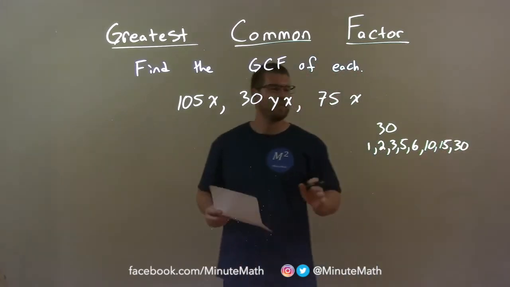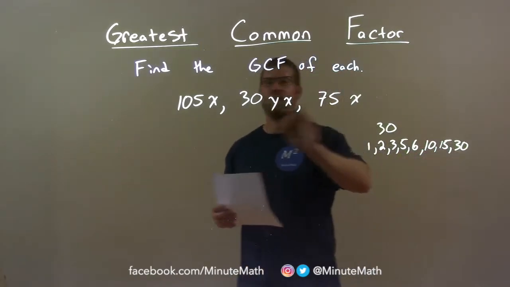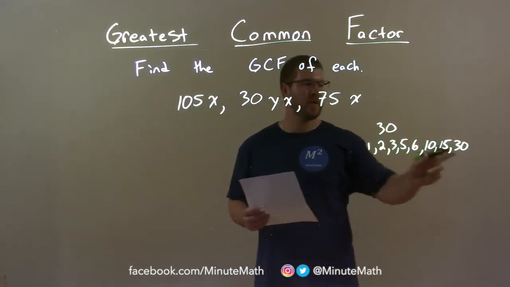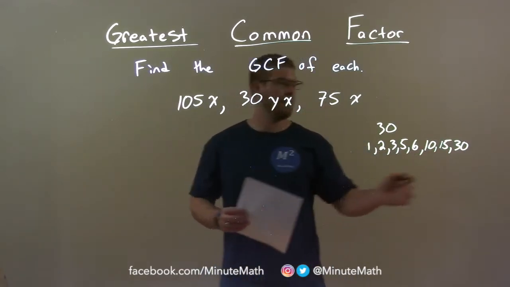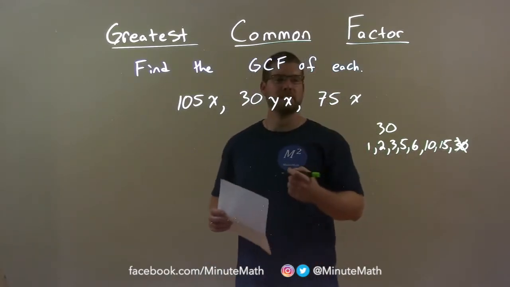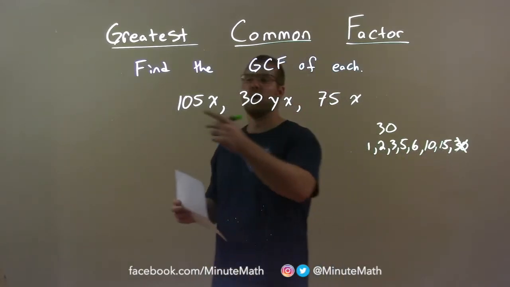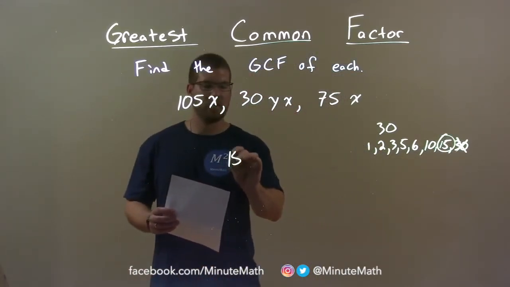Okay? So now there's many there, and what I want to do is find the largest one that goes into the other two as well. Well, 30 doesn't go into either one of these, right? 30 doesn't go into 75 or 105, so we're done there. But 15 does. 15 goes evenly into 75, and 15 also goes into 105. So 15 is the number that I'm looking for here, okay?